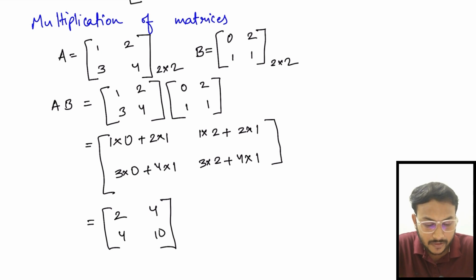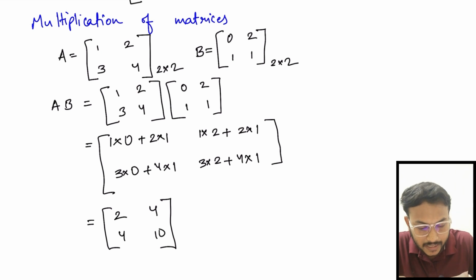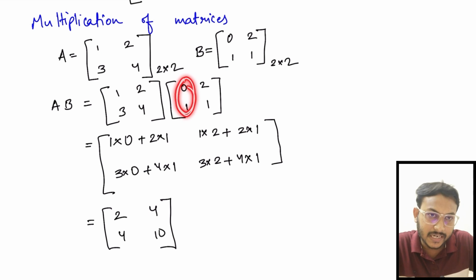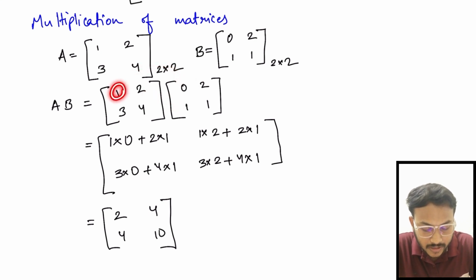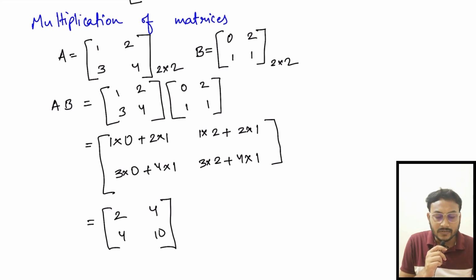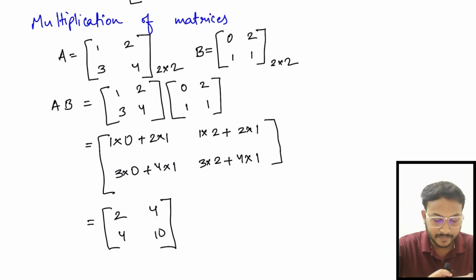Instead of that, what we have to do is take the first row of the first matrix and the first column of the second matrix, and multiply corresponding elements. This is the first element of the first row and this is the first element of the first column, so multiply those elements. Then this is the second element of the first row and this is the second element of the first column, so multiply those elements. That is how you will get the first element of the resultant matrix.